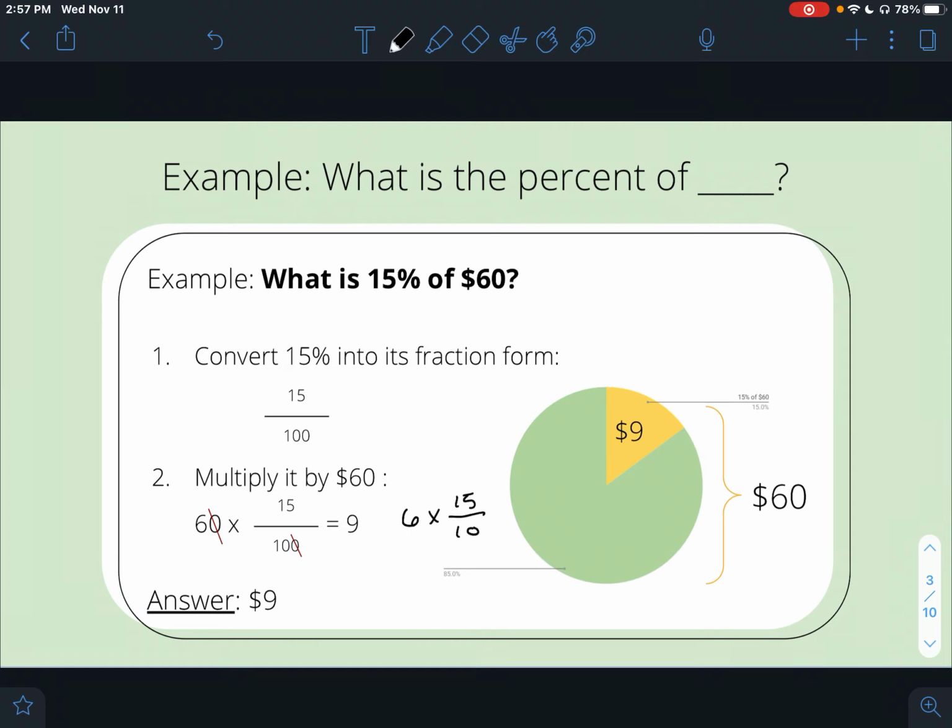Now we can solve by multiplying 6 by 15 to get 90, so that you get 90 over 10. And we know that 90 divided by 10 equals 9. So the answer is $9 after you add the appropriate unit, dollars.